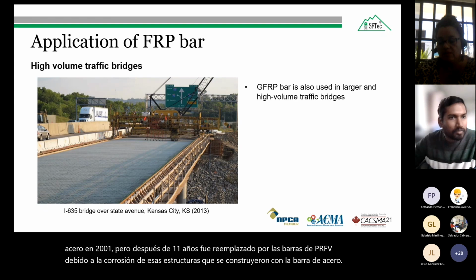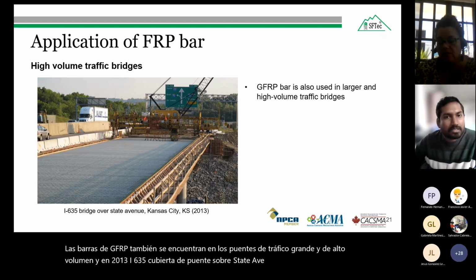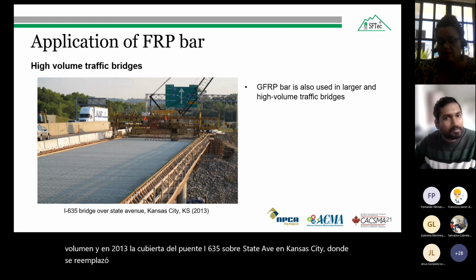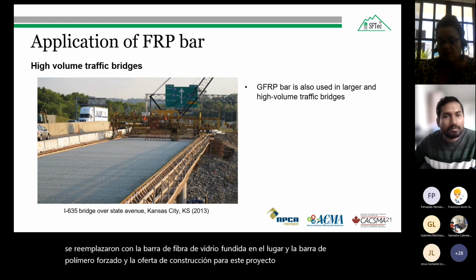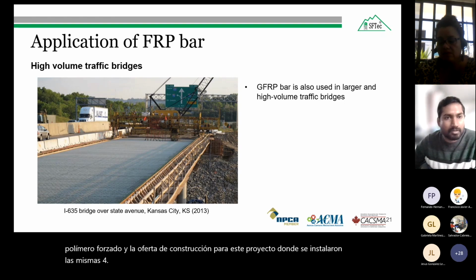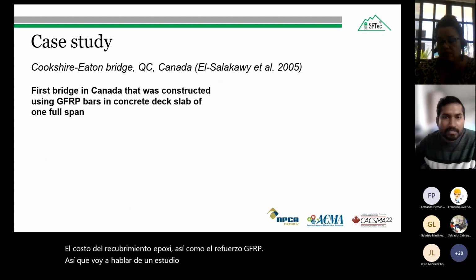GFRP bars are also found on large, high volume traffic bridges, and in 2013, the I-635 bridge deck over State Avenue in Kansas City was replaced with cast-in-place glass fiber reinforced polymer bar. And the construction bid for this project was the same for the installed cost of the epoxy coated as well as the GFRP reinforcement.